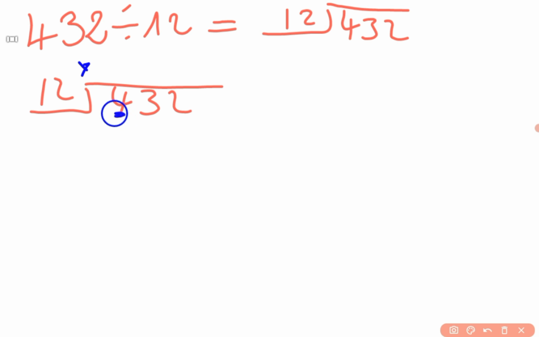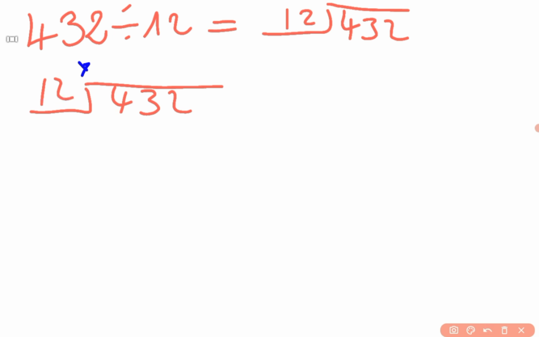We'll take the first digit, which is 4. We do 4 divided by 12. But now, 4 is less than 12. That means 4 divided by 12 is not possible. You cannot tell me that you have 4 apples and you want to share it among 12 people. It's not going to be possible.